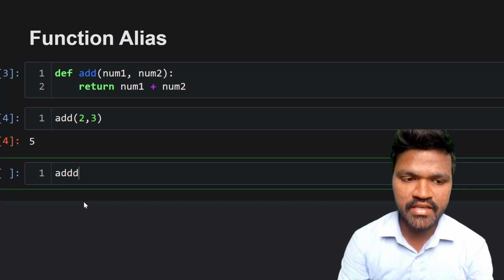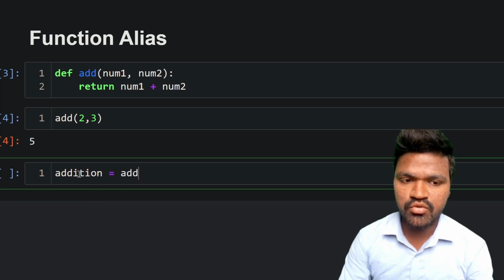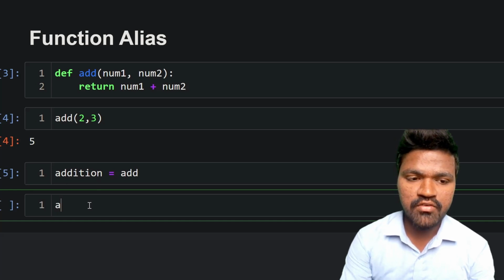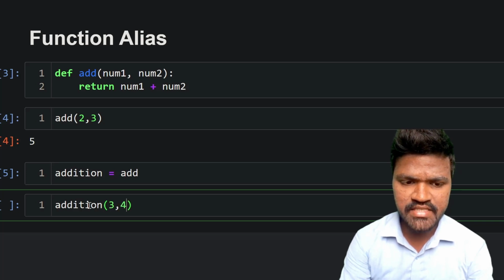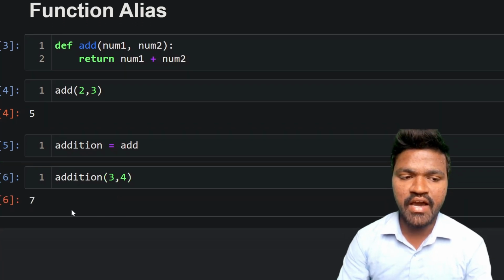Let's say I am taking addition here and I will assign this add to it. So this add I am assigning to this addition. Now we can access this function by using addition as well. If I execute this, this got executed. So if I call this addition with, let's say, 3 and 4, and execute this, we are getting 7.